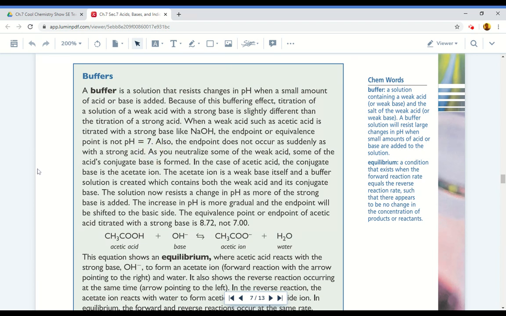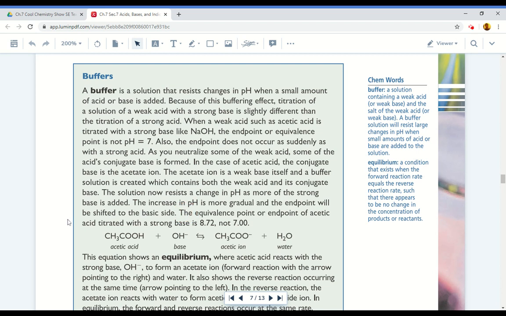As you neutralize some of the weak acid, some of the acid's conjugate base is formed. In the case of acetic acid, the conjugate base is the acetate ion. The acetate ion is a weak base itself, and a buffer solution is created which contains both the weak acid and its conjugate base. The solution now resists a change in pH as more of the strong base is added. The increase in pH is more gradual, and the endpoint will be shifted to the basic side.